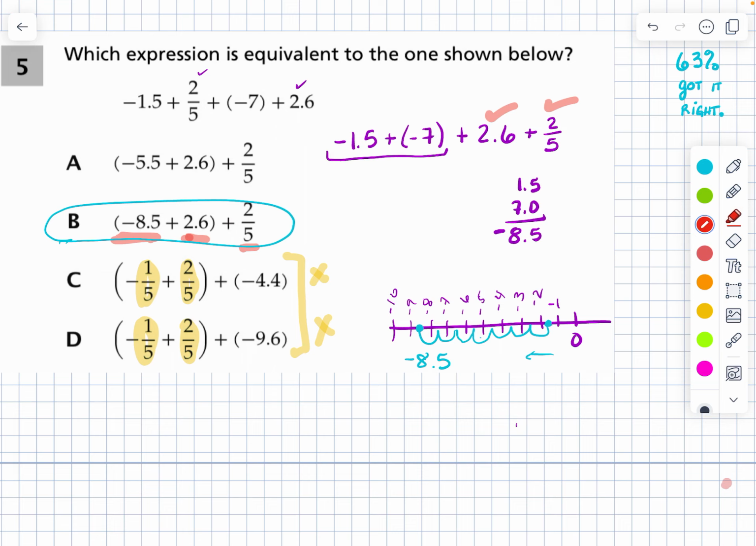Just to note, 63% of the students that answered this question got it right. So it's a little bit lower than some of the other questions that we've been working on. So anyway, I hope this helps, and I will see you in the next one.